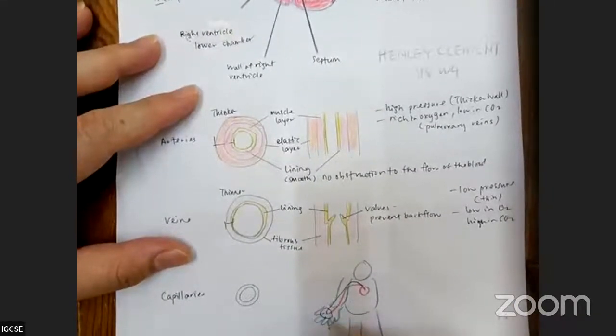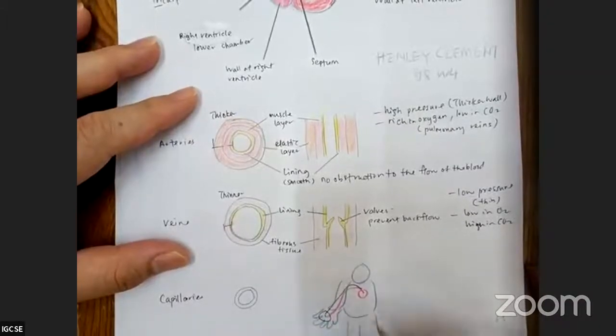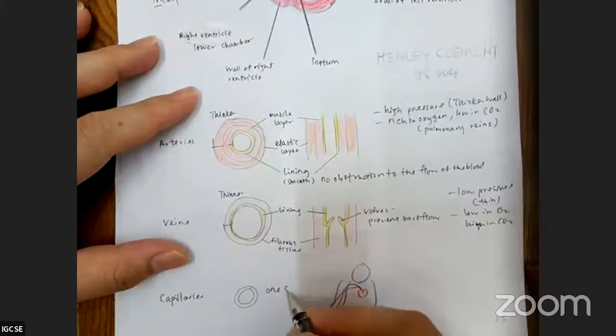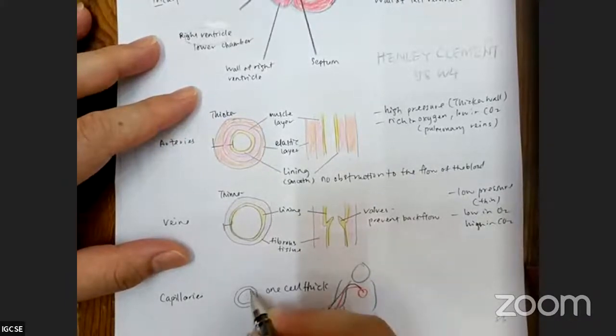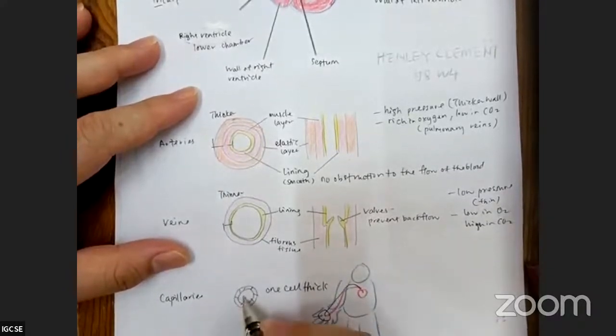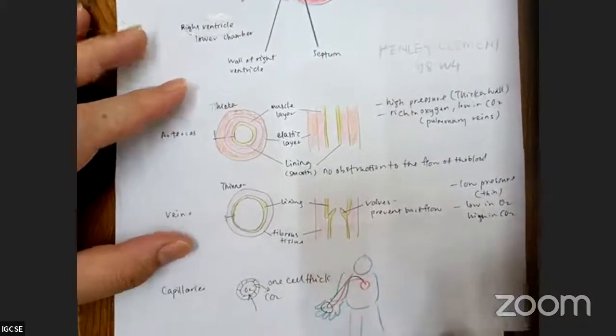So this part has very small vessels, which are called capillaries. The keyword for capillary is always one cell thick. One cell thick means what? The O2 and CO2 can diffuse in and out easily.